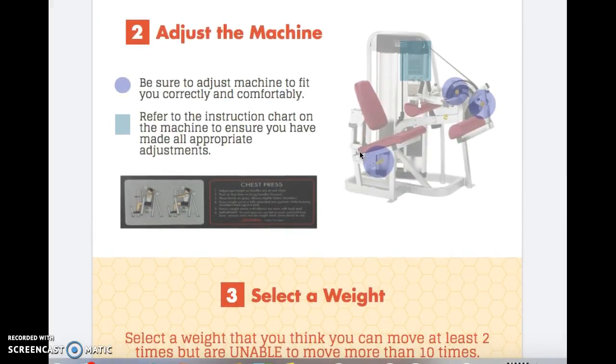The second step is adjusting the machine to fit the student. I had to work with some graphics here because the program didn't provide graphics that I could use, so I had to find some clip art and some pictures that would be appropriate. In this part of the presentation, I chose a machine to represent different areas that students would need to adjust when starting their workout. And this is a picture that I actually took of one of the pieces in our fitness center, so this will help them make some connections to what they're actually doing.